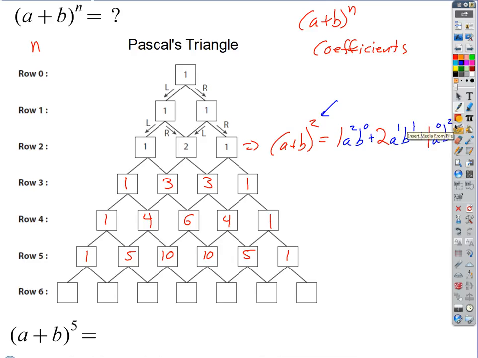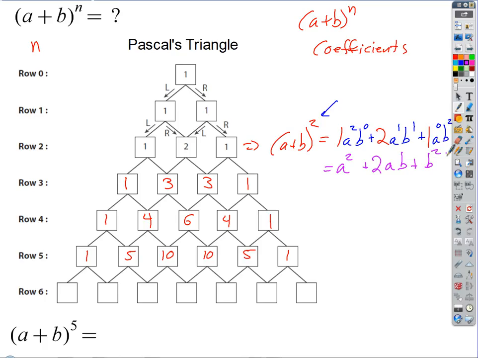Now we could simplify that because it gets easier, since we don't really write coefficients of 1, right? So we wouldn't write that 1 there. We would just get an A squared, and B to the 0 is what? 1. So we wouldn't even write that. So that first one would just be an A squared plus 2. A to the 1 is just A. B to the 1 is just B. And then the last term, we wouldn't write the 1, we wouldn't write the A to the 0. It's just a B squared, right?